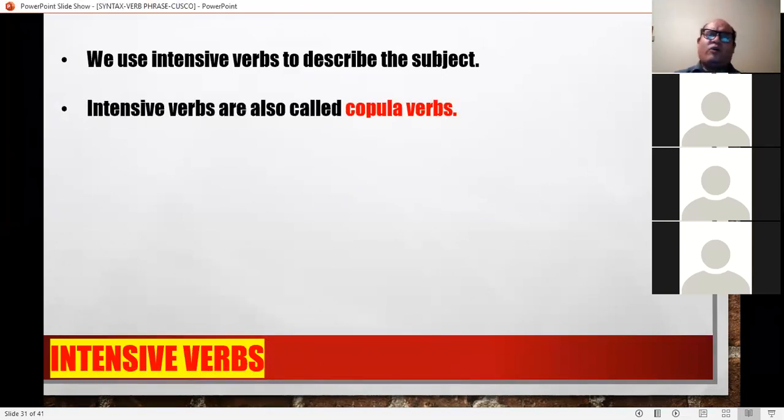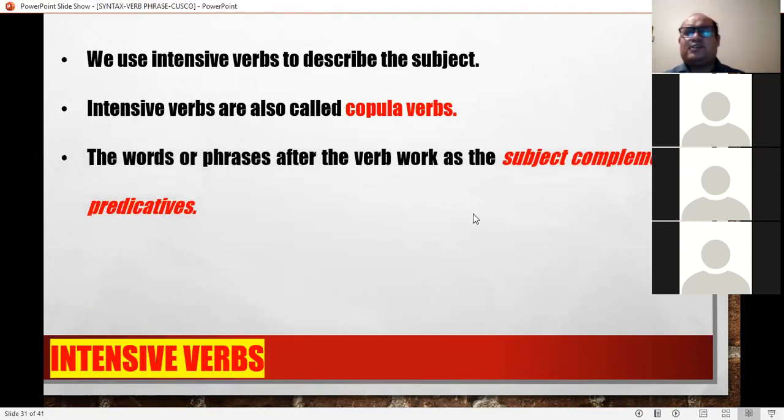Intensive verbs are also called copular verbs, so copulative verbs. In Spanish, we have this also, no? Copular verbs, verbos copulativos. So these verbs help us to describe the subject, all right? The words or phrases after the verb work as the subject complement or predicative. Don't forget about this term.